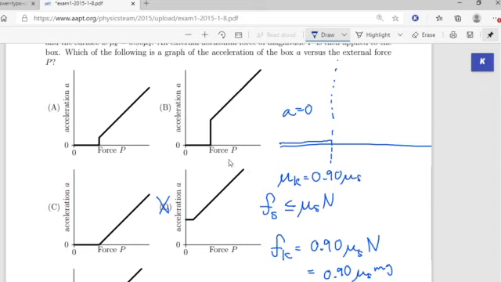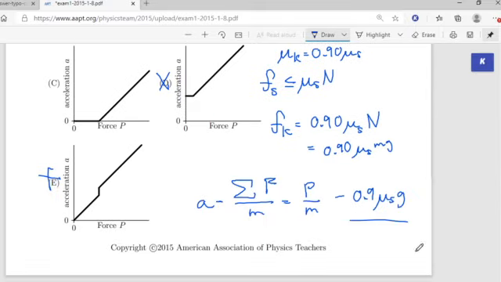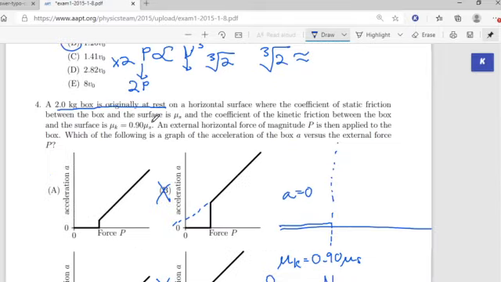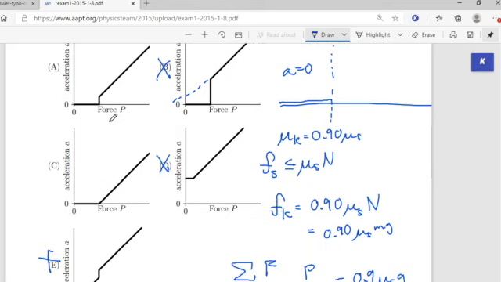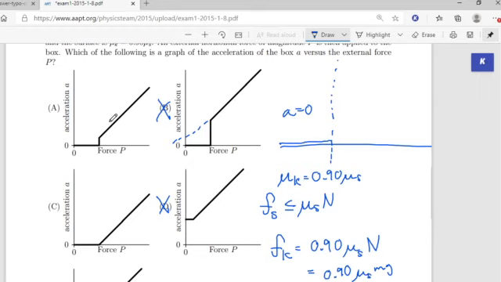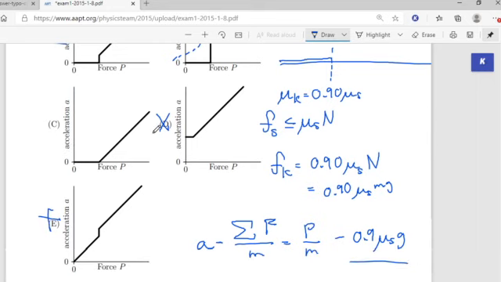And so that leaves us with this, or this. And here we can see that the y-intercept would be positive, but then, as I said here, it would be negative. So that leaves us with either A or C. And I believe it's A, because usually with these types of problems, there's a vertical line. I think that's the instant where the box starts moving, and C does not have that.